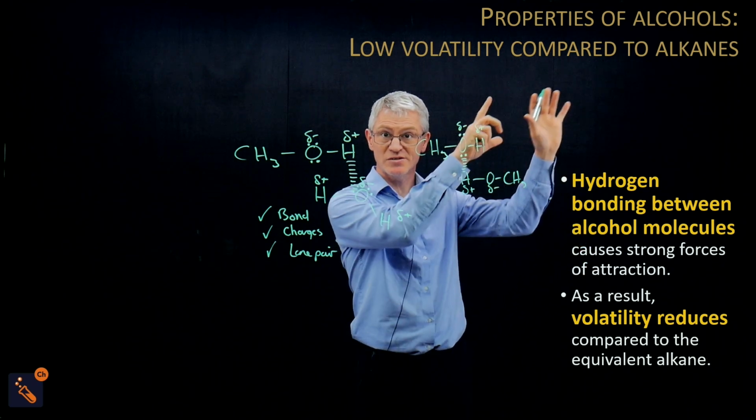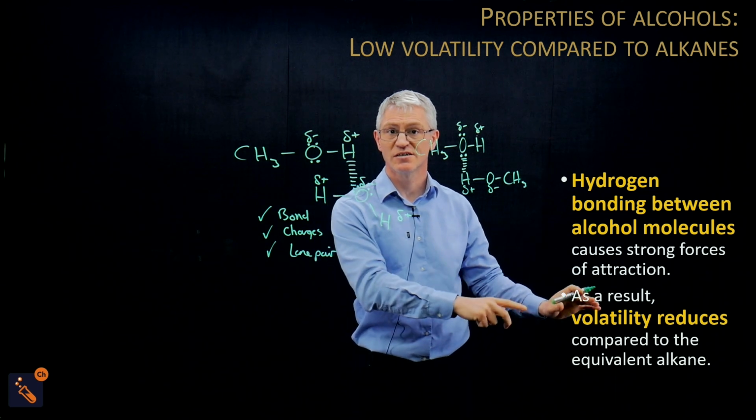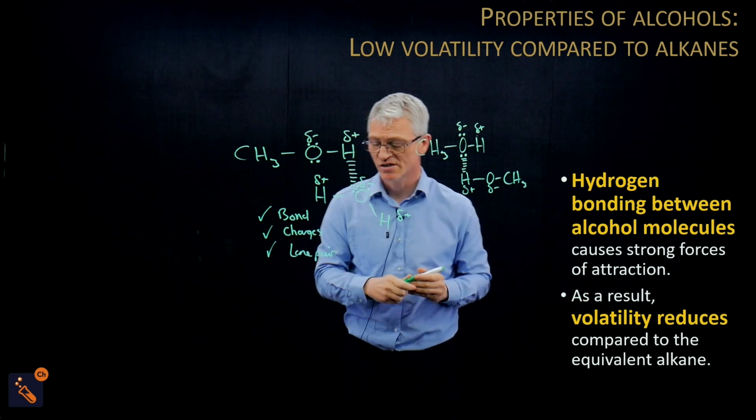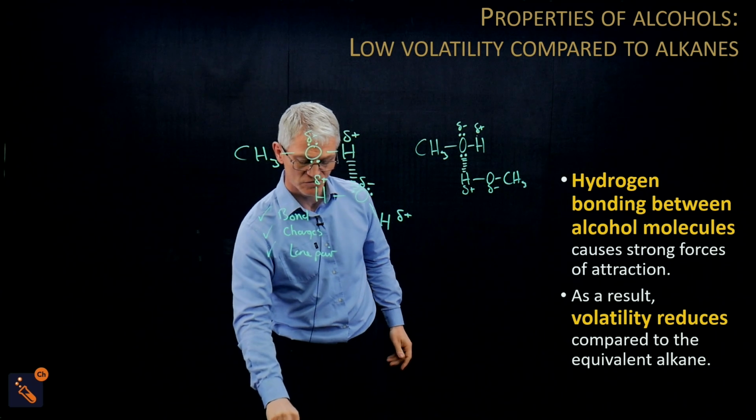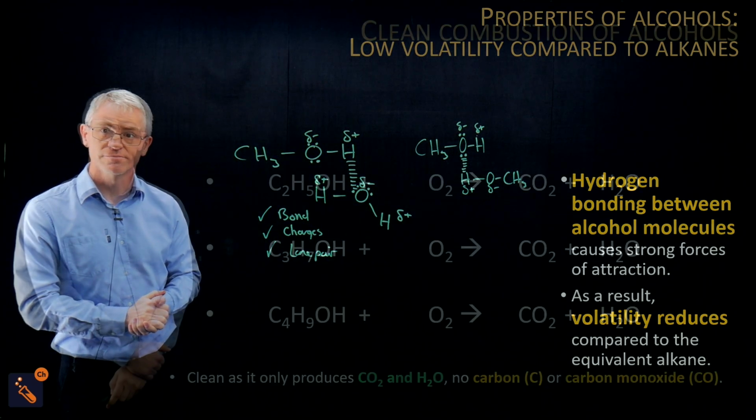That is your hydrogen bond between 2 alcohols, which is a strong force of attraction, which means compared to alkanes, they have higher boiling points, and their volatility therefore reduces compared to the alkane. So you've got to get very used to doing these kind of diagrams.